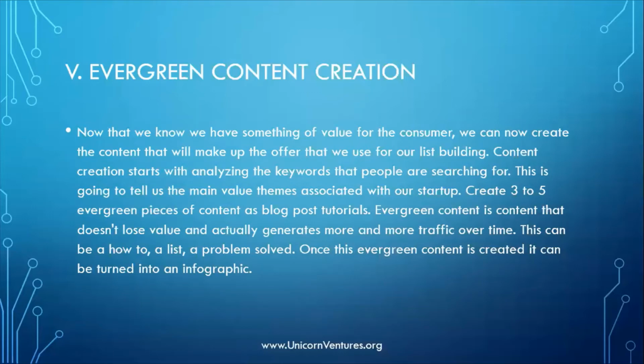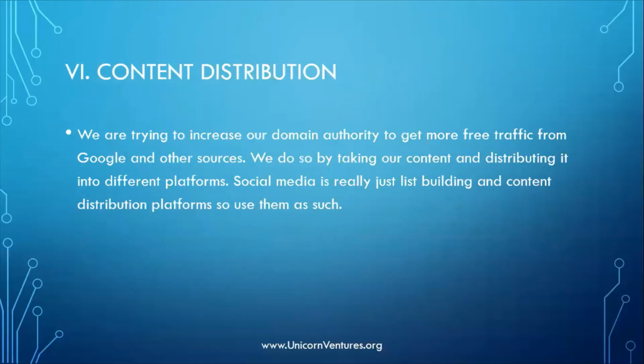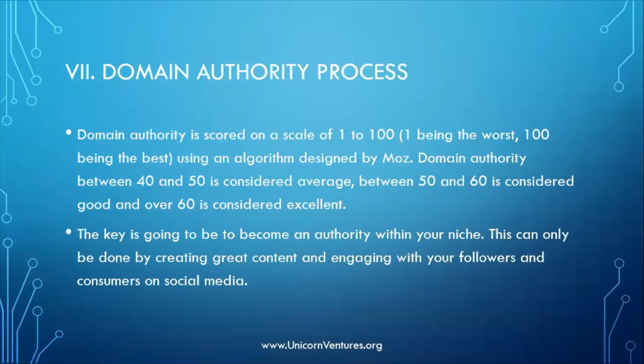So once we have the evergreen content, we're going to then go about distributing our content. One of the key ways to build domain authority and get more free traffic from Google is to actually utilize that evergreen content and distribute it onto different platforms. And social media, in this case, is really about list building and getting that interaction with the content and getting some feedback on that. So we're going to be heavily using that in our process here.